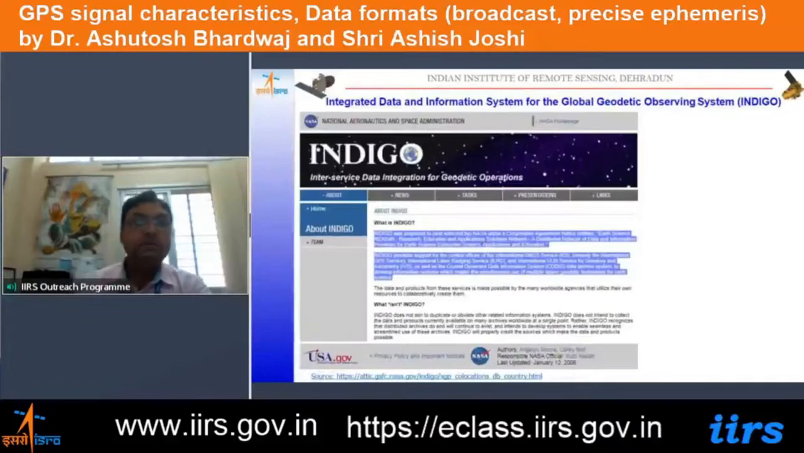Then there is inter-service data integration for geodetic operations, because the verification of GPS results is basically done against the satellite laser ranging, SLR stations. When we tested the GPS data with the SLR methodology, we found that absolute corrections are possible up to 15 to 20 centimeters. That kind of accuracy we can achieve from the DGPS operations. And there are similar other services, like very long baseline interferometry.